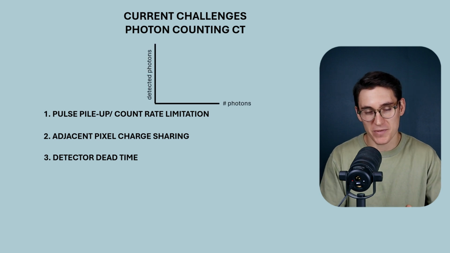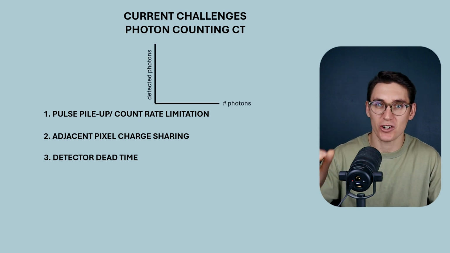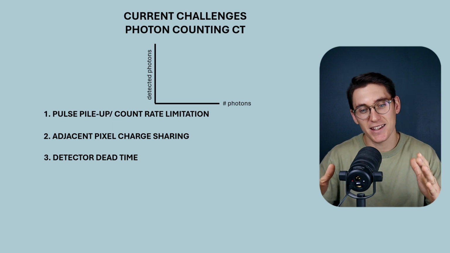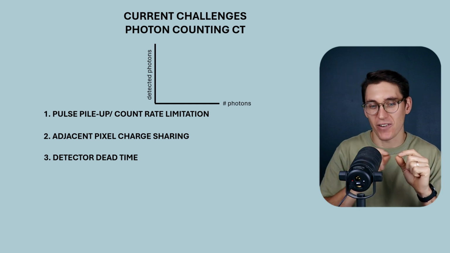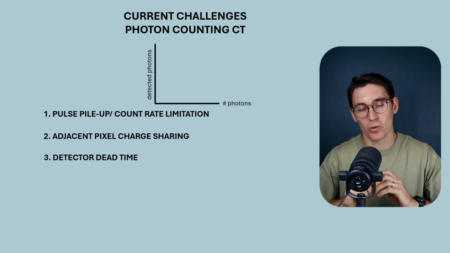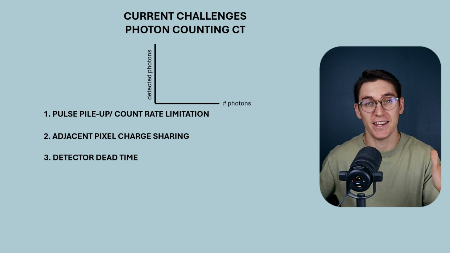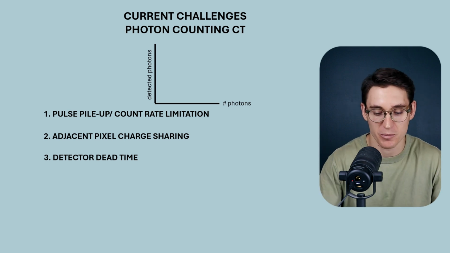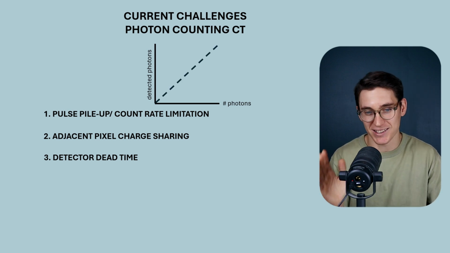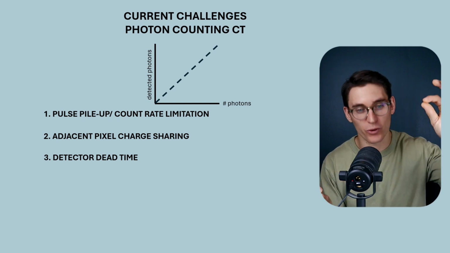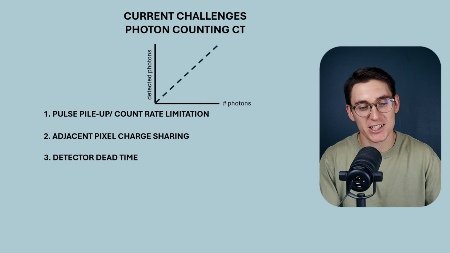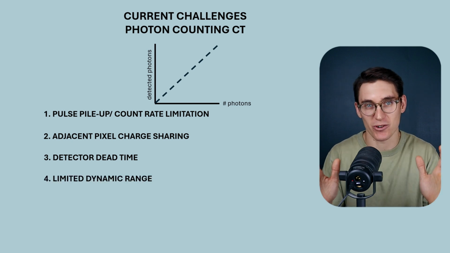In an ideal world, the number of photons that were incident on the X-ray detector and the number of photons that we actually detect would be the same. If 100 photons hit the detector, we would want to register 100 photons in our computer. We want a perfect matchup. And that graph would look something like this, a linear graph where the more photons incident would equal the more photons detected. In practice, we've got what's known as limited dynamic range.